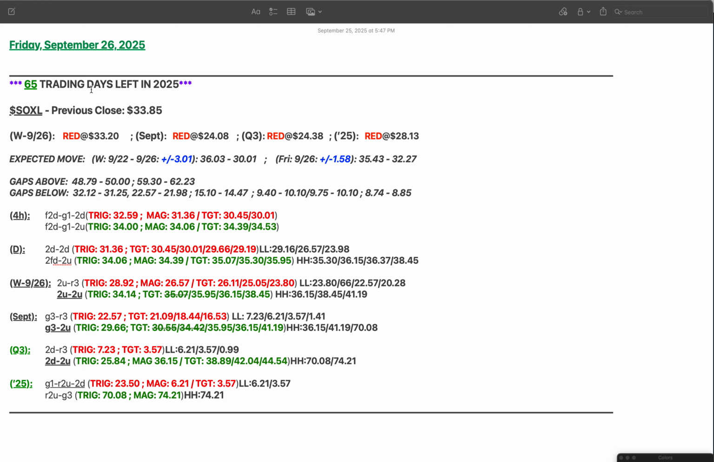So speaking of triggers and targets, let's go to our notes so we can just get a little visual with the numbers here. Again, this is for Friday, September 26th. There will be 65 trading days left in 2025 tomorrow. Previous close is really today's close, right? So we closed at 33.85, and then we've got in our notes here what it would take to flip the week red, the month red, the quarter red, and the year red. We've also got our expected move, market makers' expected move for the week that we had already charted out. Today we went ahead and got the market makers' expected move for tomorrow. Went ahead and charted that out as well, and we can see where we have gaps above and gaps below.